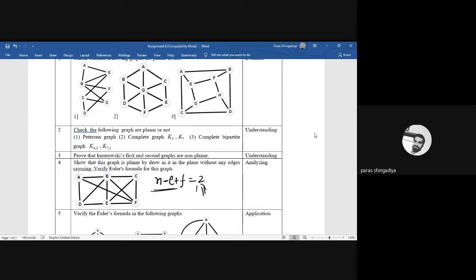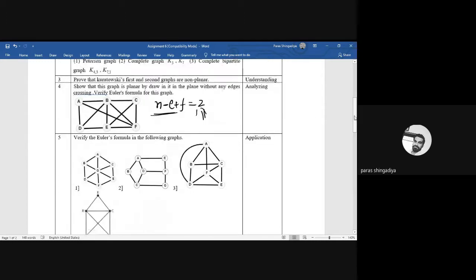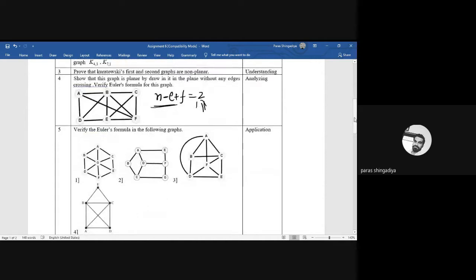Okay. So first draw this graph, which is non-planar here, and then after apply the embedding, convert it to planar, and then verify the Euler formula. Okay, and a similar question is given in question number 5. There is a collection of graphs, some graphs are planar, and four graphs are given. First and second are planar, but third and fourth are non-planar. So verify the Euler formula for the following graphs.